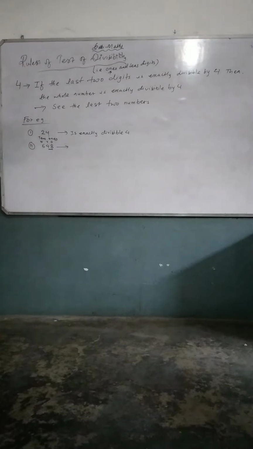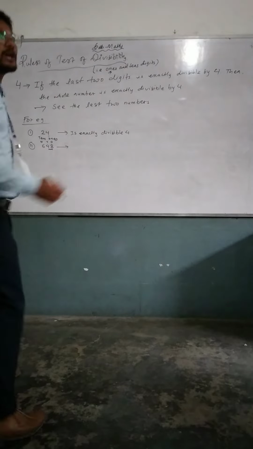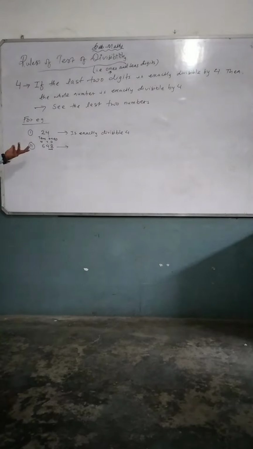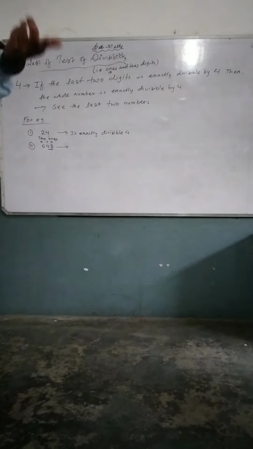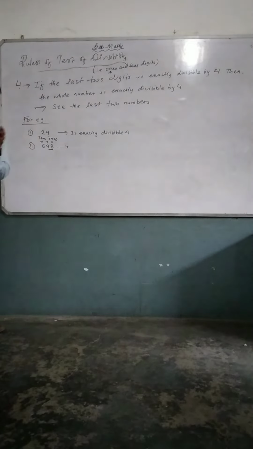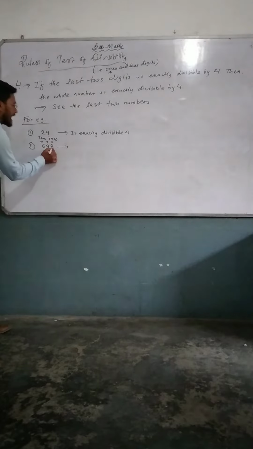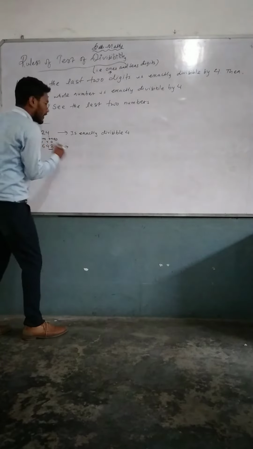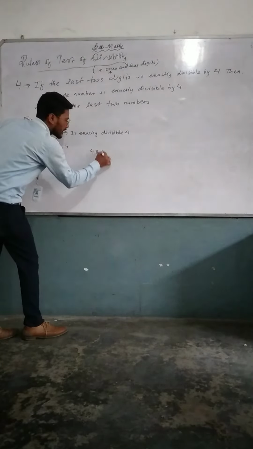Now I already said that up to 11 or 12 times you know the table of 4, isn't it? But more than that you do not know. At that time, how to check whether the number is exactly divisible by 4 or not? You have to use the division process only. No need to check all the numbers. You have to check only 2 digits, that is the last and second last. So for this, we check by division process.